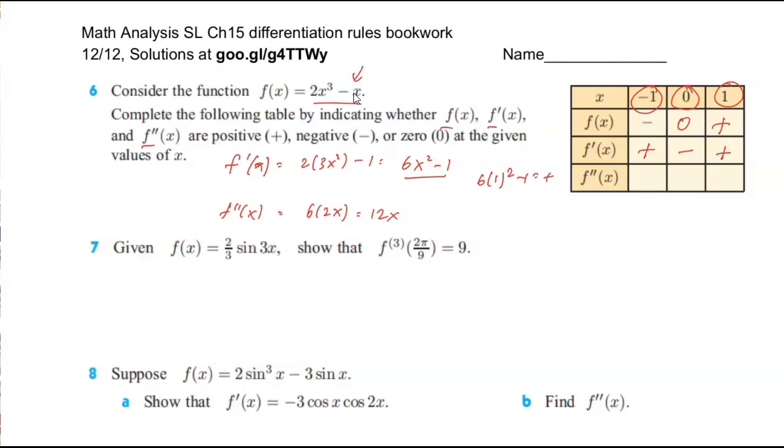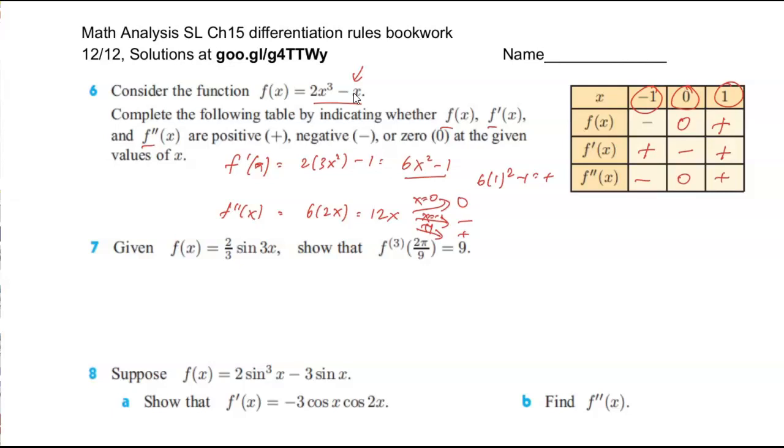The second derivative is 12x. So if I put in x equals 0, obviously it's 0. If I put x equals negative 1, it's going to be negative. And if I put x equals positive 1, it's going to be positive. So 0, positive, and negative.